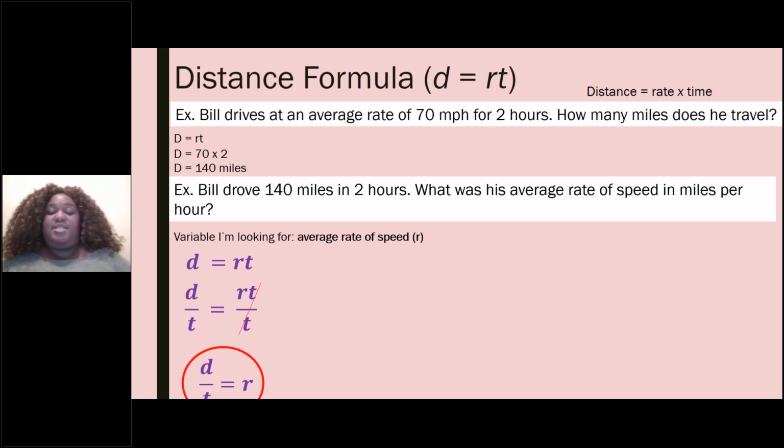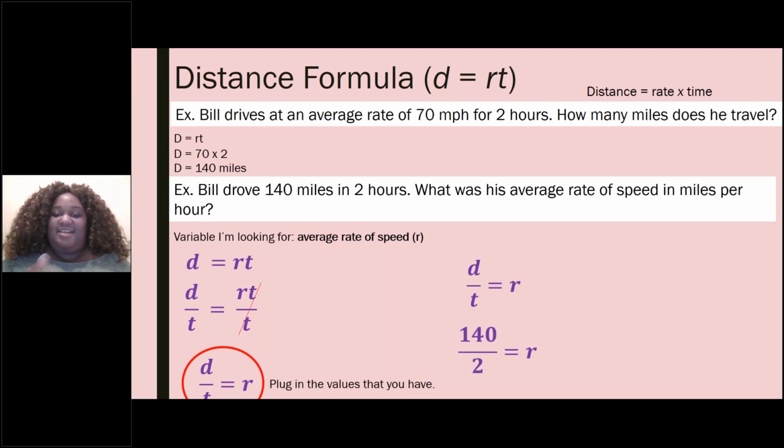So using the distance formula, distance equals rate times time, we just found that we can find rate. Rate equals the distance divided by the time. So now that we have our newly rearranged formula, we can plug in those values that we have. I just rewrote it over there, retyped it, and we plug in what we have.